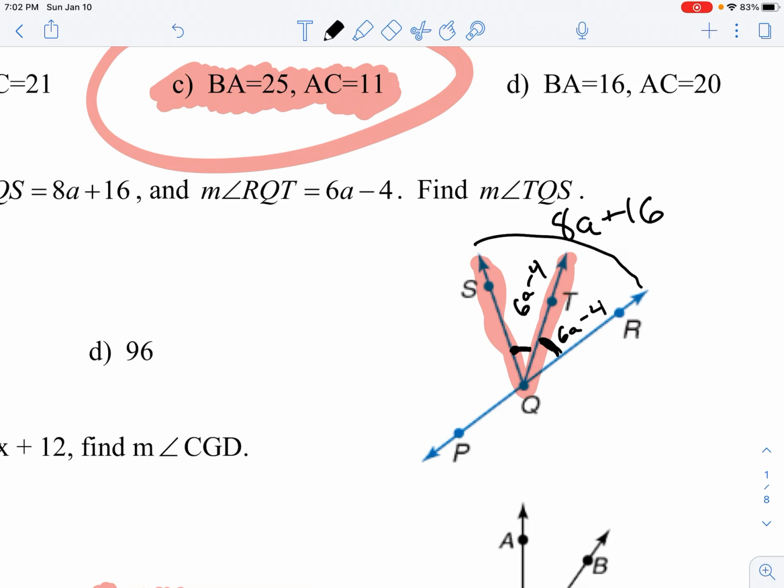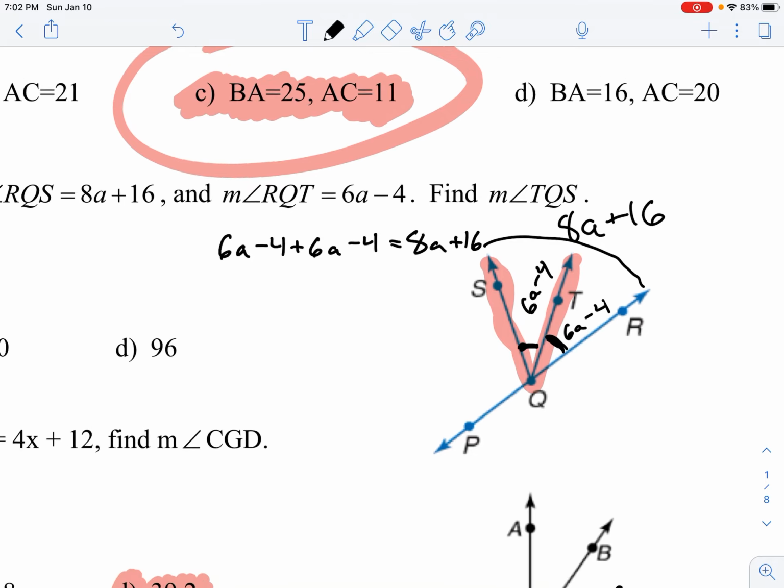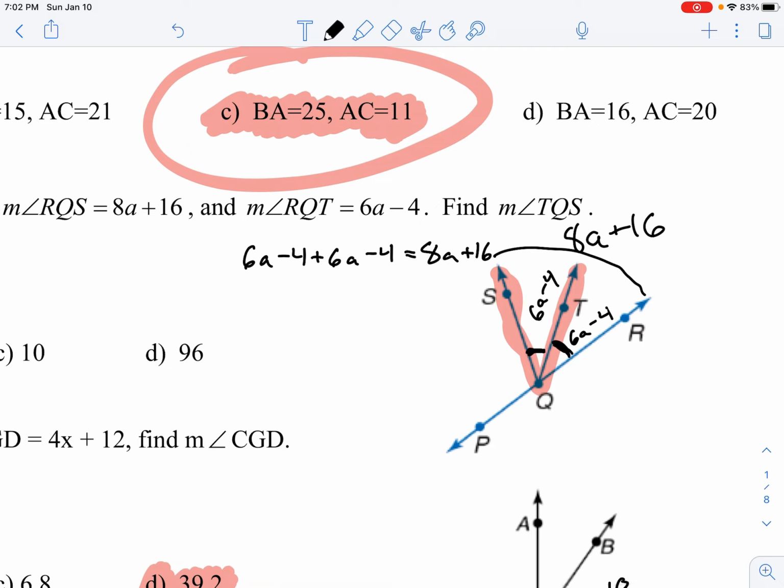So the two small angles, 6a minus 4 plus 6a minus 4, will be equal to that 8a plus 16. And then again, you're just going to solve for a. I'm not going to go through that because I want to keep us moving. But write that down. If you are seeing this for the first time and you don't have this one solved, write that equation down, and then you can solve it for yourself later as you're studying.